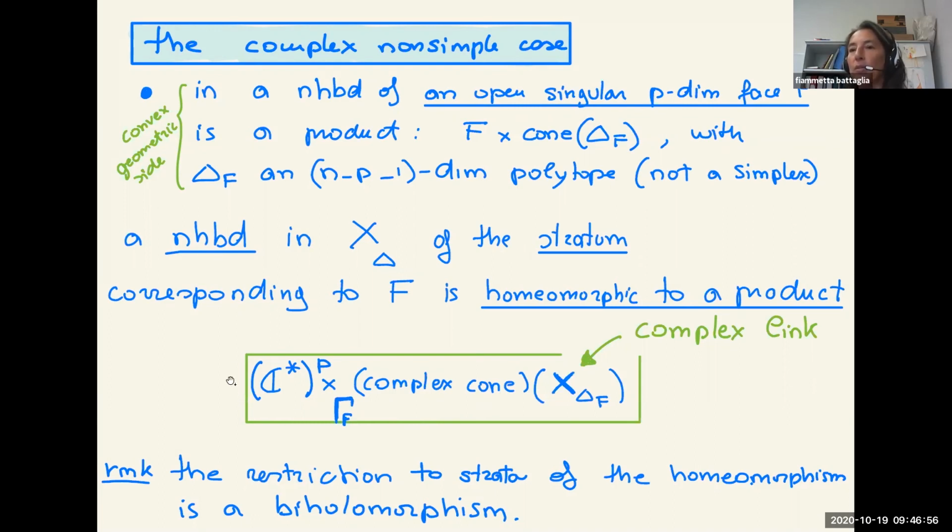And also a very strong property is that, of course, the neighborhood of a stratum is itself a stratified space. This product here is a stratified space. The stratification is induced by that of X delta F. And so we have this homeomorphism between these two stratified spaces. And we prove that the restriction to strata of this homeomorphism is a biholomorphism, so it keeps the holomorphic structure.